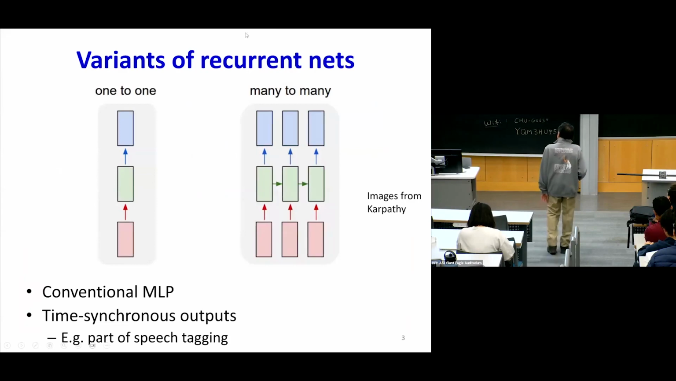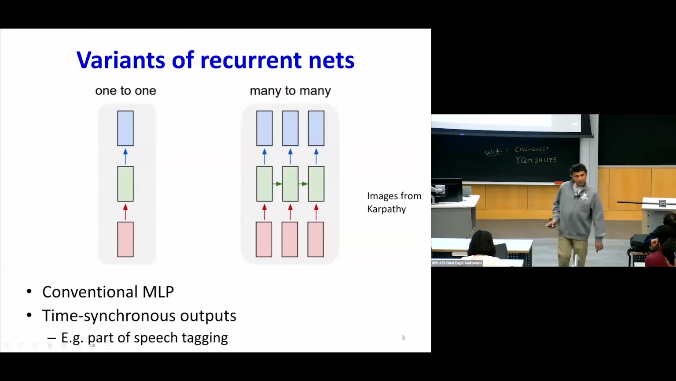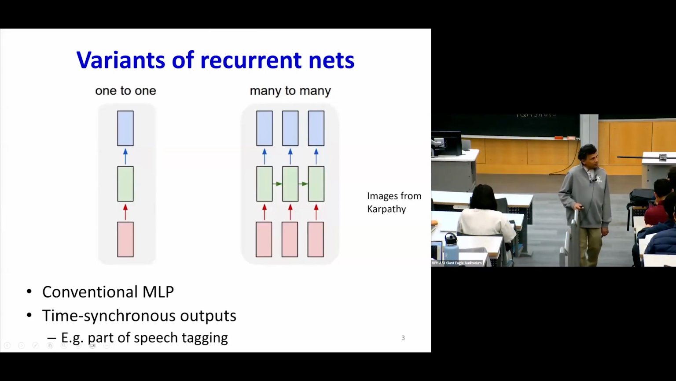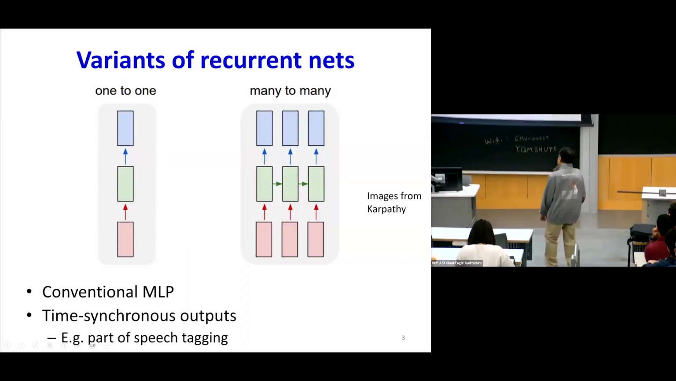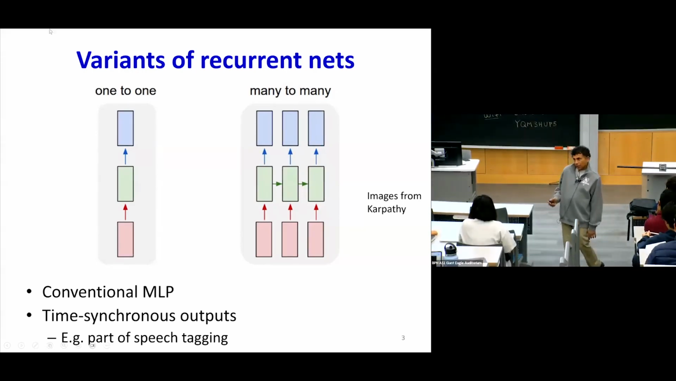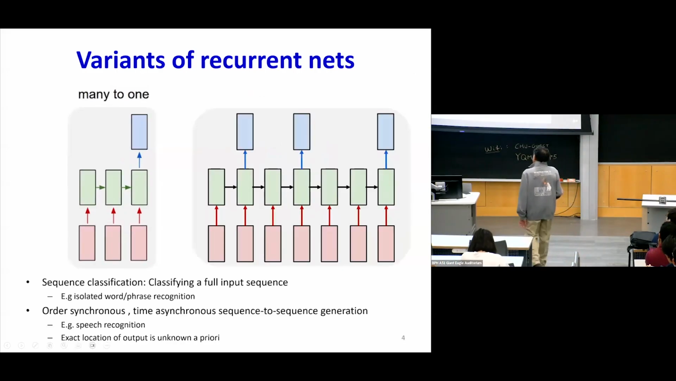So here are variants of recurrent neural networks. The one to the left is just a conventional MLP. There's nothing recurrent about it. Each input is processed independently. The one to the right is a synchronous recurrent neural network, where corresponding to every input, you have an output. For example, if you were predicting the stock market on a daily basis, or if you were looking at a sentence and trying to assign a part of speech tag to every word in the sentence.